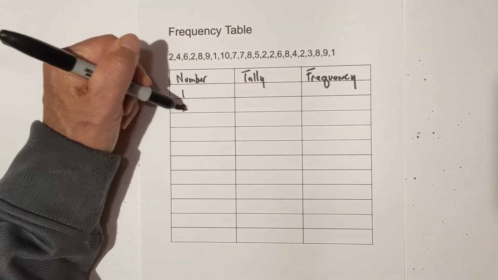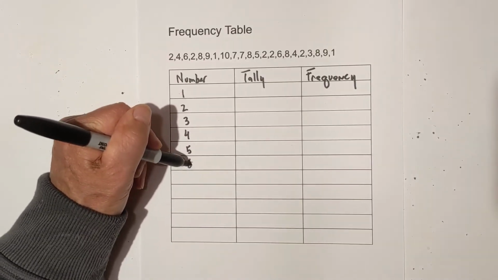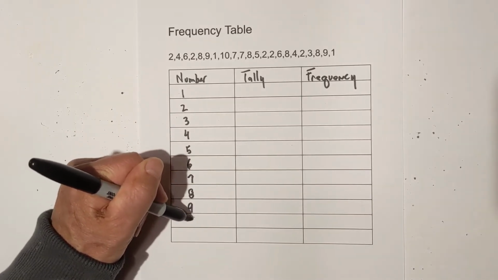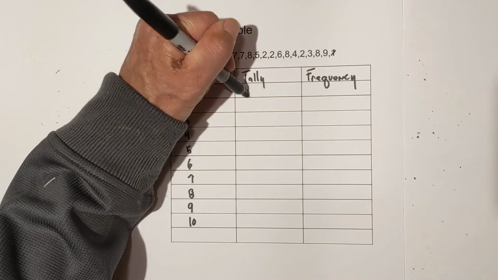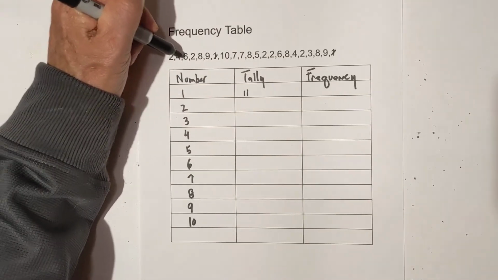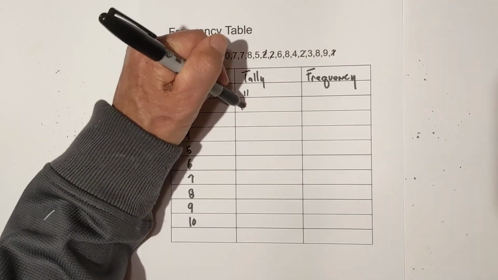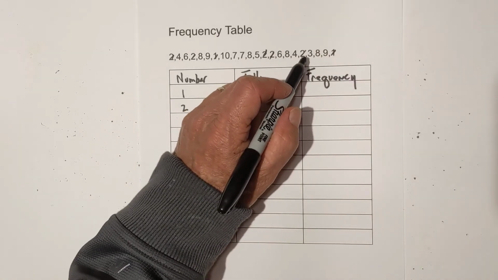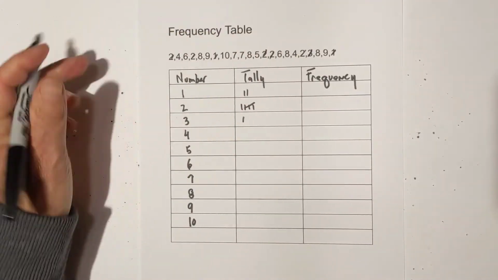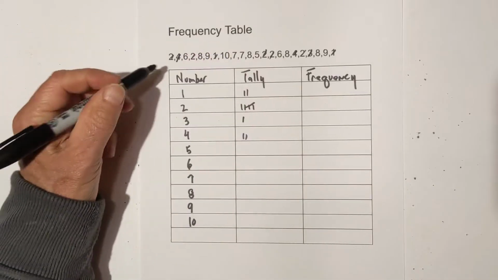We have a 1, we have a 2, we have a 3, looks like we have a 4, 5, 6, 7, 8, 9, and a 10. Okay, now we go through and tally. Remember, it's very important to mark everything off. So we have 2 1s. Okay, we have a 1, 2, 3, 4, 5 2s. Last I checked. Okay, looks like we have at least 1 3. Okay, one of those. Then we've got a 4, 1, 2, 2 4s.